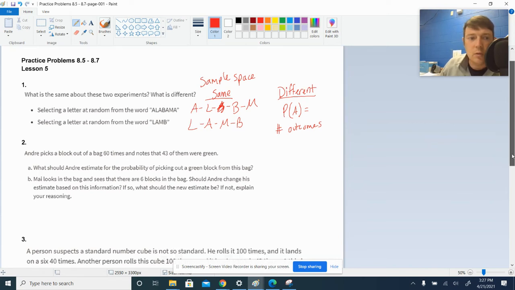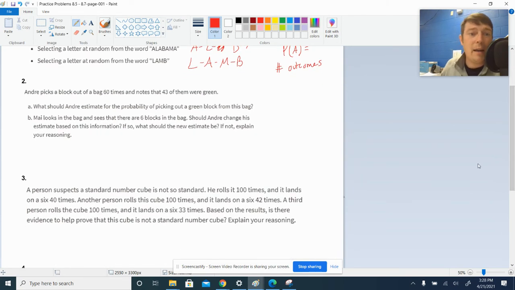All right, let's look at number 2. Andre picks a block out of a bag 60 times and notes that 43 of them were green. What should Andre estimate for the probability of picking out a green block from the bag? Well, that's easy. 43 times out of 60. And that's his estimation. May looks in the bag. She sees that there are 6 blocks in the bag. So that means that technically the probability is out of 6. Should Andre change his estimate based on this information?